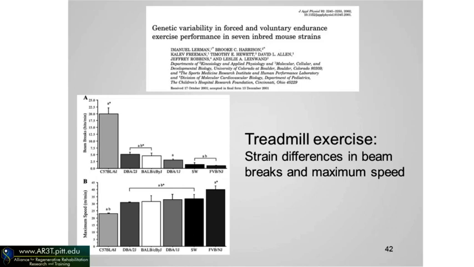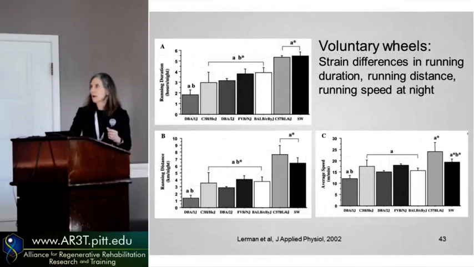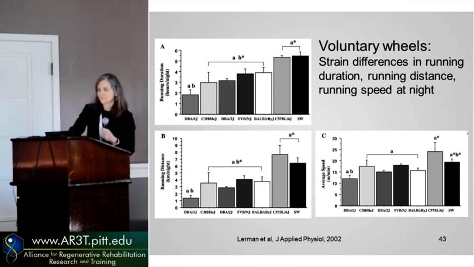The trade-off on this is a lot of people study the C57 Black 6, so sometimes it's hard to compare with other groups if you turn to some of the others, but you should be aware that that's kind of a feature of this strain of mouse. In voluntary wheels, there's also strain differences in running duration, running distance, and average speed. So again, do your homework on the voluntary wheels as well, and try to pick the strain that you want to work with. That will answer your question the best.